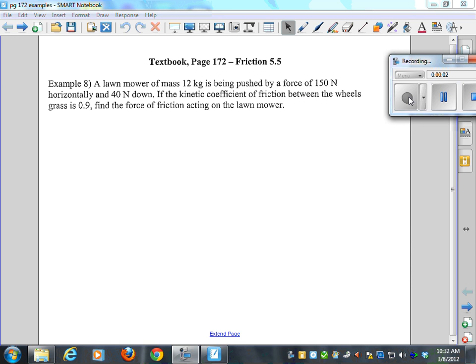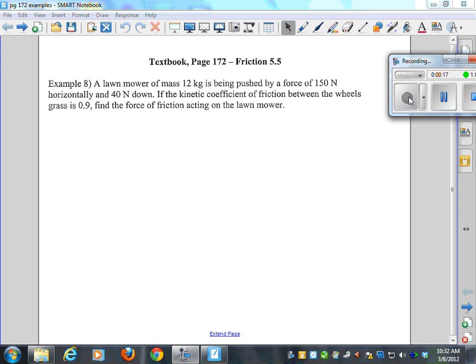Here we go. We won't do all of the examples that I planned to do today. But this comes from page 172 in the textbook. These are just a few other friction examples. So if you could follow along, you have the sheet, you just need to jot down the answer.